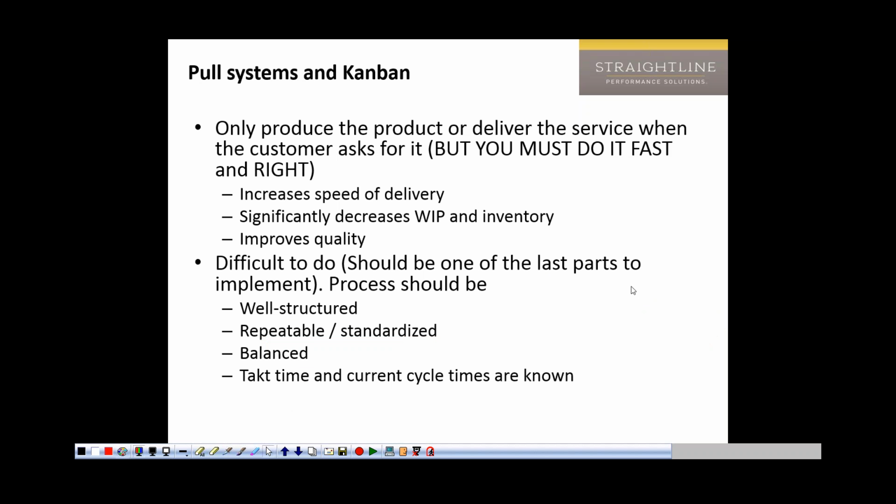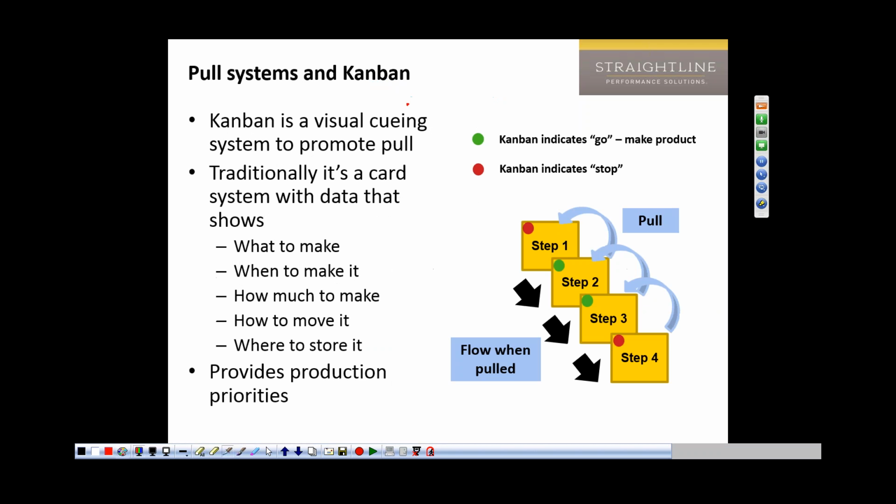And the last one, which is probably the most esoteric, is essentially pull systems and something called Kanban. Kanban just means cards. It's a card system that the Japanese invented. Let me see if I can make the picture. Sometimes the picture doesn't help all that much anyway.